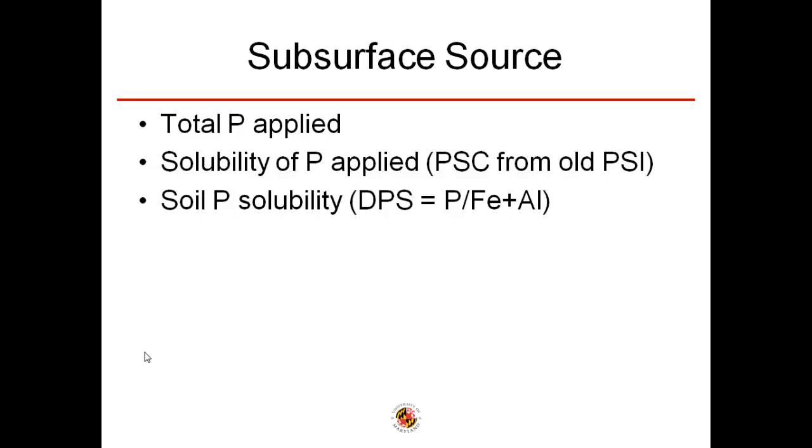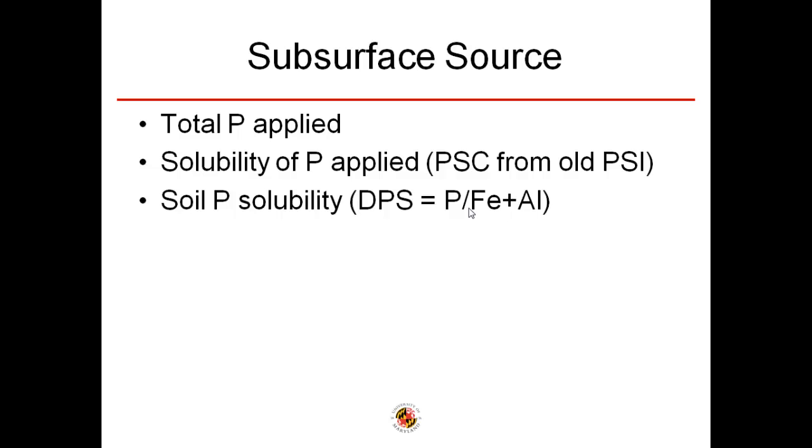So subsurface source is total P applied. The solubility of that phosphorus applied, this is straight from the old P index. That PSC, phosphorus solubility coefficient, the more soluble the source, the higher the risk. And the soil P solubility. This is the new part. So this is another big major change. Before, we just used Mehlich-3 P. Now we're using Mehlich-3 P for the subsurface part, for the dissolved components, the surface dissolved and the subsurface dissolved P, instead of just using soil test P, because not all soils are created equally.